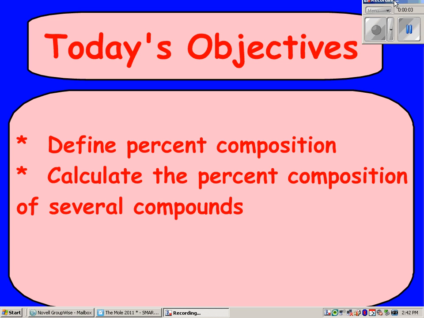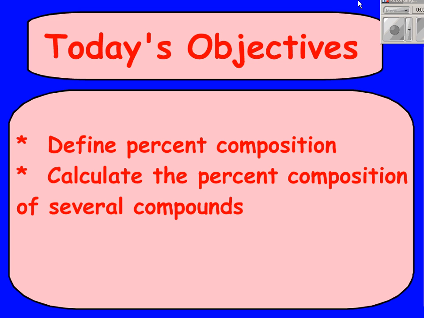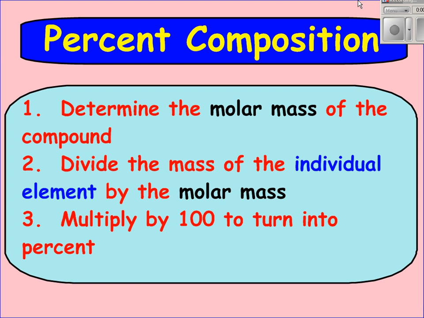In this video lesson, we're going to define percent composition and calculate the percent composition of several compounds. To get started, let's first determine how you figure out what percent composition is. Your first step is to determine the molar mass of the compound that you are given. Once you determine the molar mass, step 2 tells you to divide the mass of the individual element by the molar mass of the entire compound.